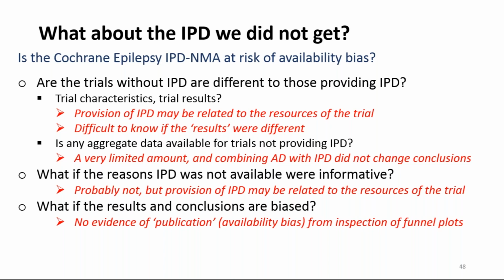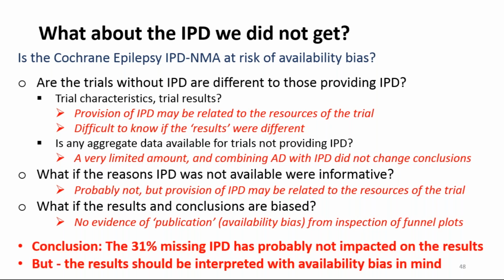We didn't have any evidence of publication or availability bias from looking at funnel plots, and we did attempt to perform a combined IPD and aggregate data meta-analysis, but as there was a very limited amount of aggregate data available which addressed our question, this didn't change our conclusions at all. So overall, we judged that this missing 31% of data has probably not impacted on our results, and we are concluding this after all these checks that we've done. But it's very important that our results are interpreted with availability bias in mind, noting that this is only 69% of the total data and not 100%.